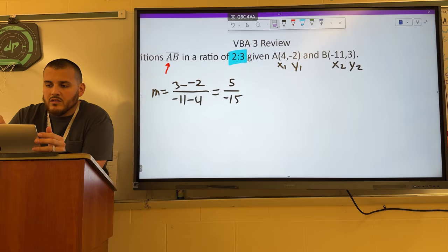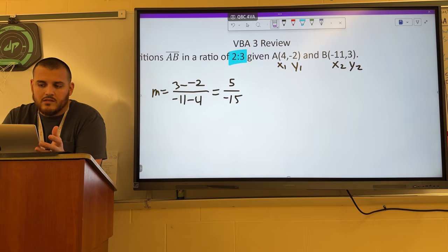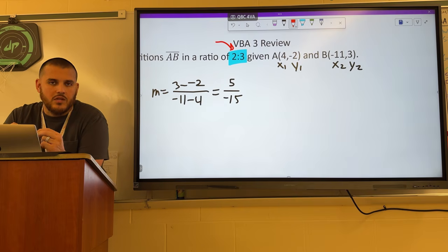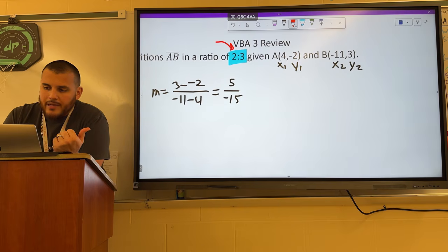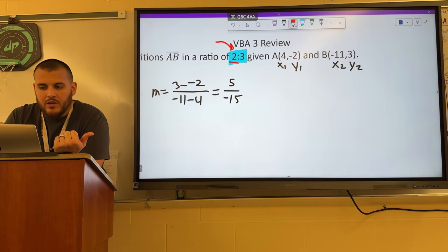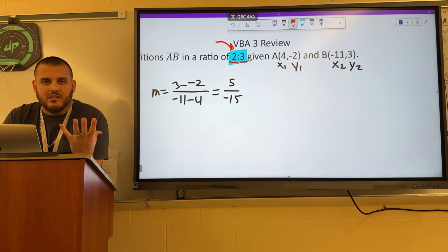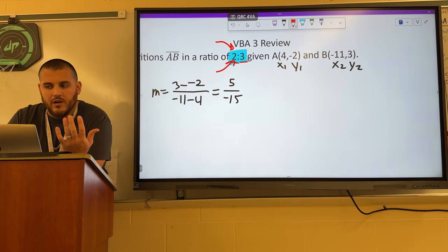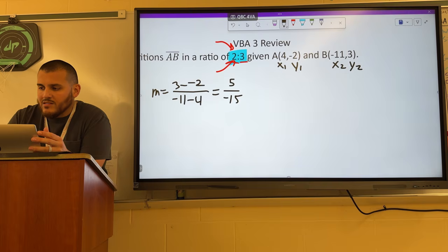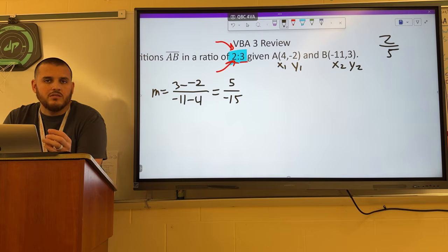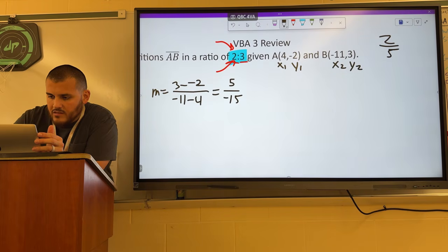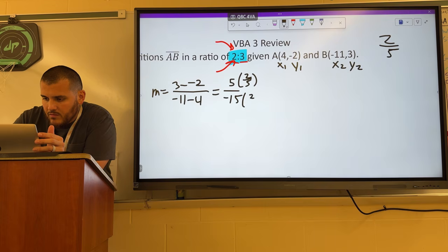Our point, though, is only going to be some fraction of this distance away from that starting point of A. And we find that fraction from this ratio. This is saying 2 parts before the point, 3 parts after. So it's splitting the segment into a total of 5 parts with, again, 2 parts before it. So our point needs to be 2/5 of the distance from A to B. So I need 2/5 of these distances. So I'm going to multiply here by 2/5, both of these values.